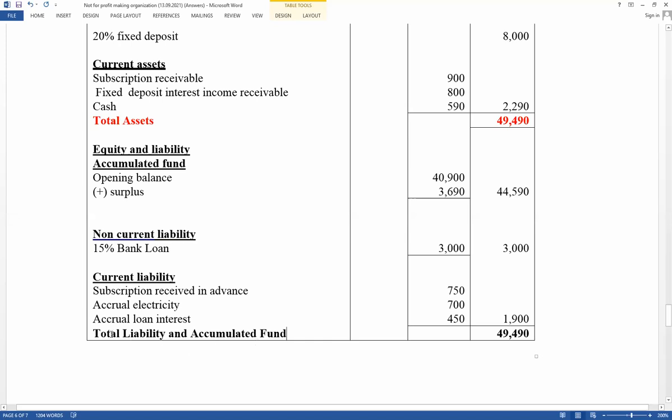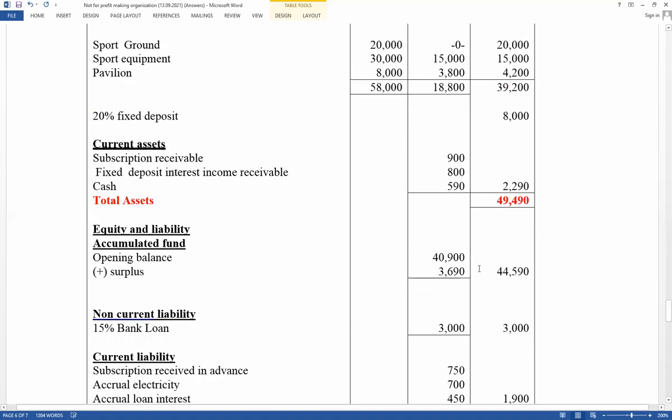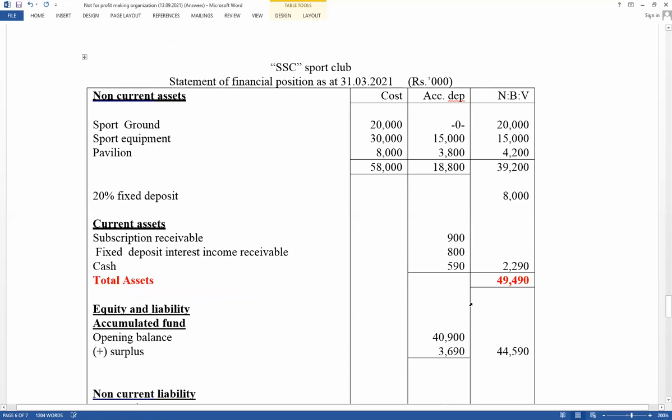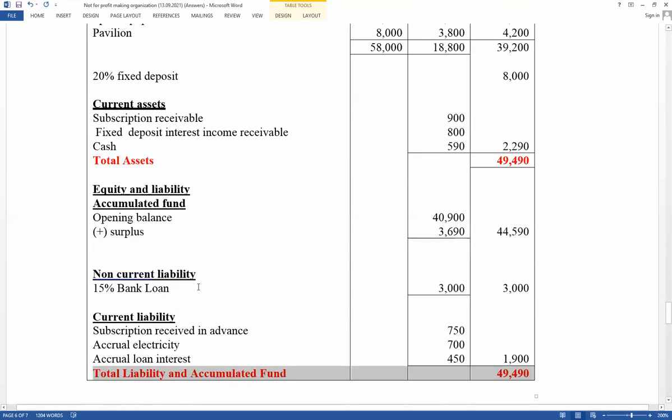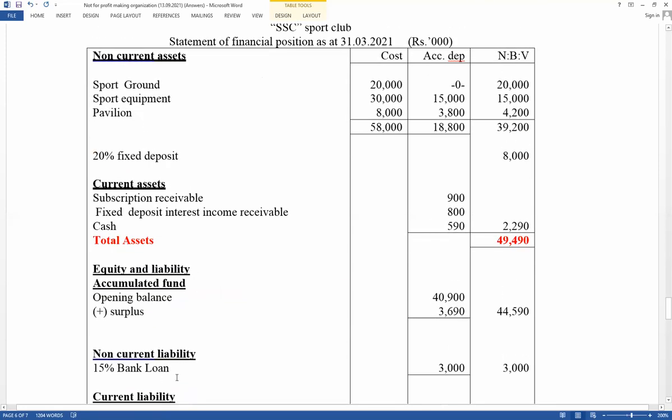Think how to prepare financial statements for a not-for-profit making organization. This is the financial position. Think how to prepare the income statement. Asset side and liability side do not change. In all organizations, sole proprietorships, partnerships, companies, the asset side and liability side do not change. Only the equity part changes. Therefore, assets equal liability plus equity.